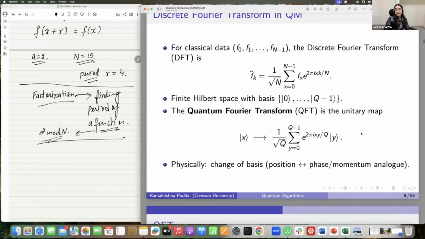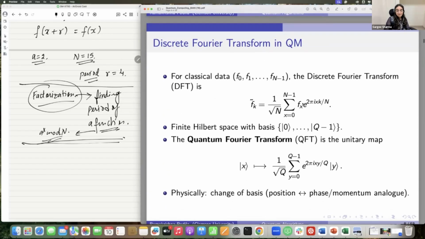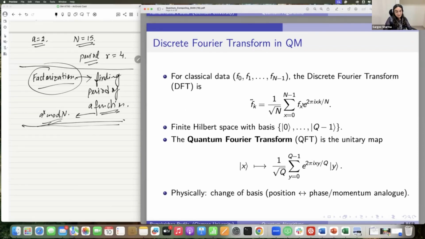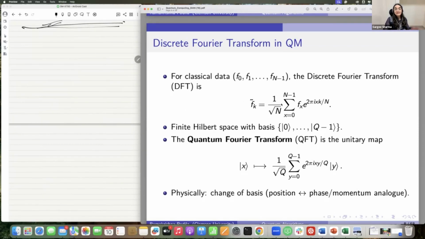All right, so this is the factorization problem. Basically you have to find the period of a function. So how do you do that? That is where Fourier transforms come in. We have all seen Fourier transforms, probably in college. The discrete Fourier transform is just doing that for a discrete set of variables.